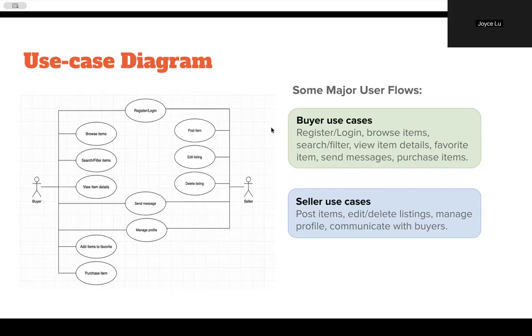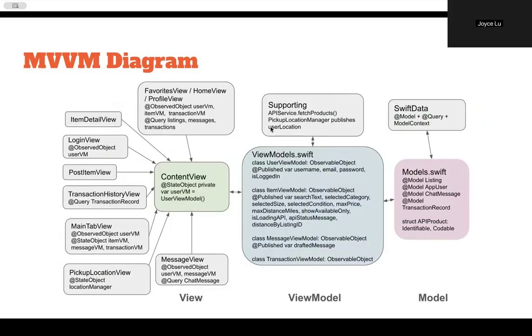buyer and seller workflows. This slide shows the MVVM architecture diagram for my implementation. The left side is the view layer. It includes views such as content view, login view, main tab view, home view, favorites view, profile view, item detail view, post item view, message view, pickup location view, and transaction history view. So these views are responsible for displaying the user interface and receiving user interactions.